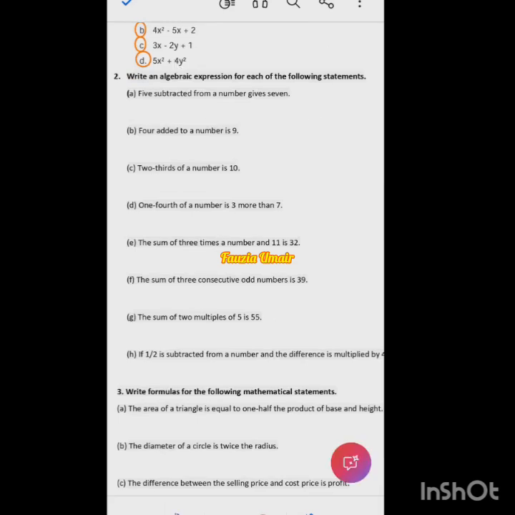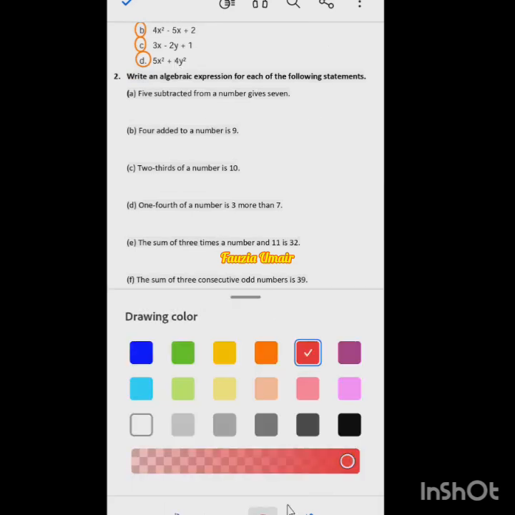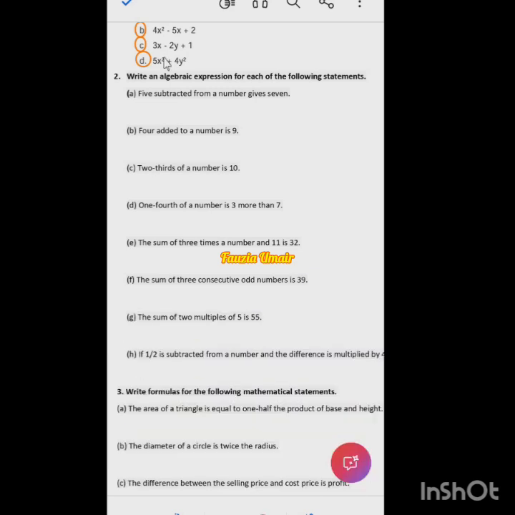So let's try it out. 5 subtracted from a number. So let's say this number is x, right? So now read it again. 5 subtracted from x. So how are we going to write it down?